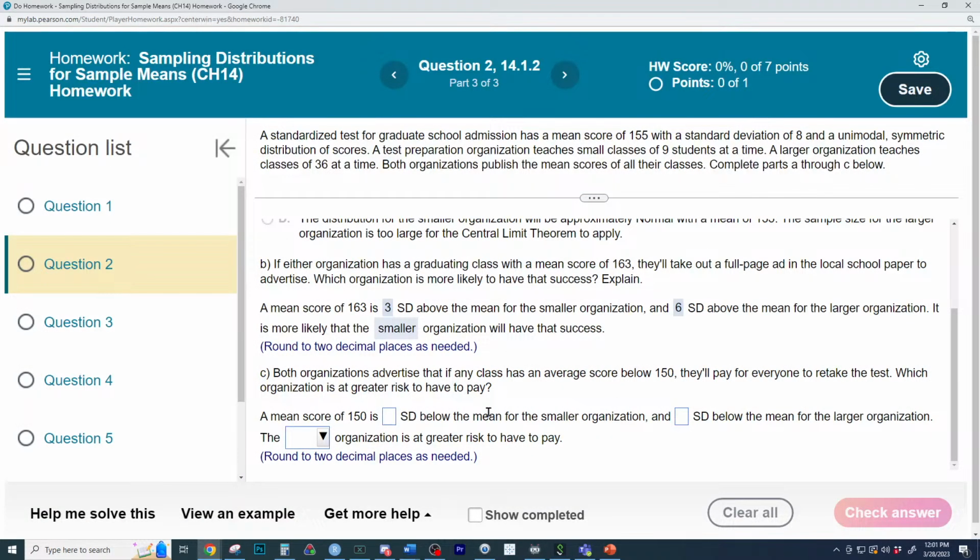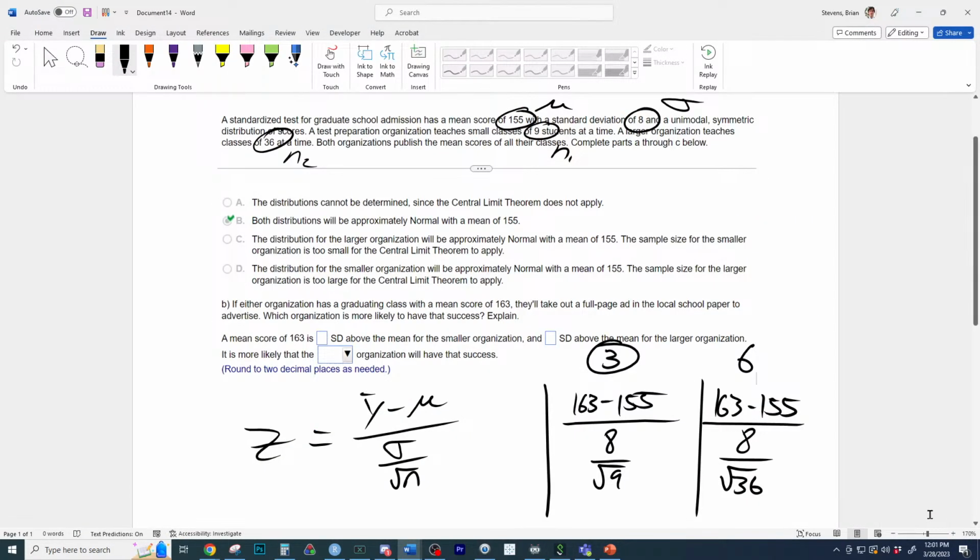Both organizations advertise if the class has an average below this, they'll have to pay for everyone to retake the test. So what's really great is we know the standard deviations. I thought it could be simple round numbers. Been there, done that. I do that all the time. Just make a mistake. And all we're doing now is plugging in 150 to see if 150 is odd right here. So we're just redoing these formulas.